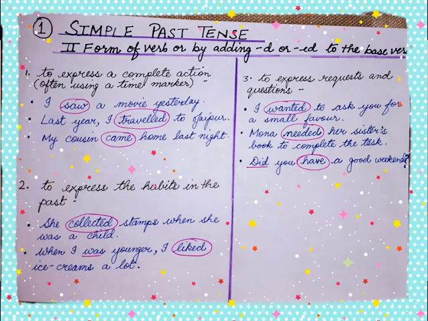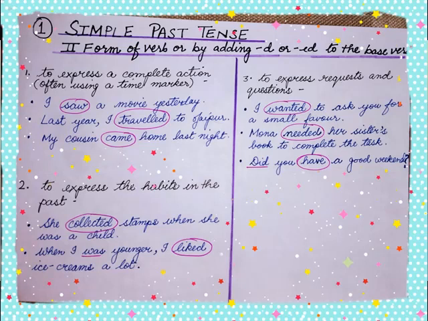Now, the second usage of simple past tense is to express habits in the past. Like you can see, she collected stamps when she was a child. The word collected is simple past tense. But when did she collect stamps? When she was a young girl. A child means when she was quite young. At that time, she used to collect stamps. So these habits can be expressed by using simple past tense.